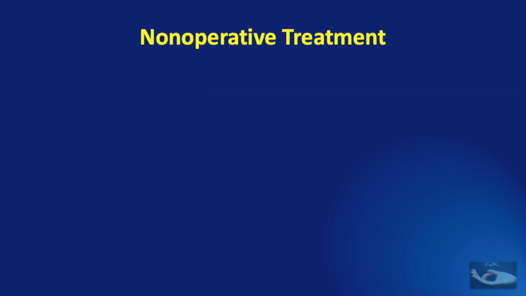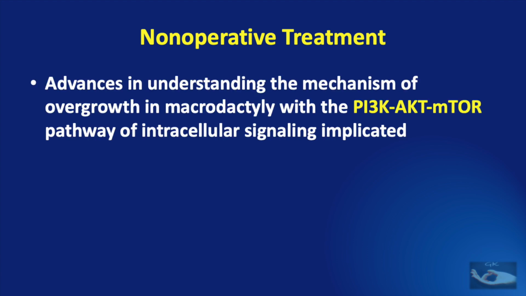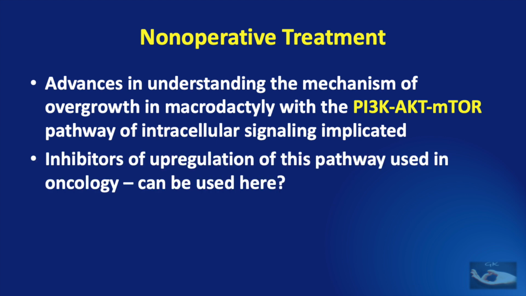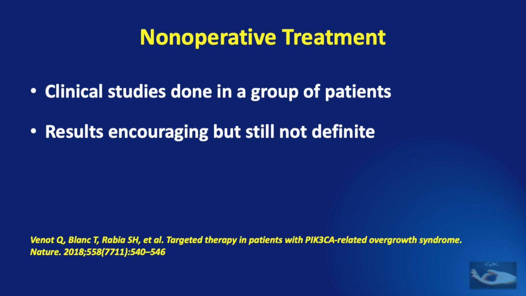Research has shown that it is possible to do a non-operative treatment for macrodactyly. Advances in understanding the mechanism of overgrowth in macrodactyly have shown that the PI3K-AKT-mTOR pathway of intracellular signaling is implicated. Inhibitors of upregulation of this pathway have been used in oncology. Can they be used here in the treatment of macrodactyly? Clinical studies have been done in a group of patients. The results are encouraging but still not definite.